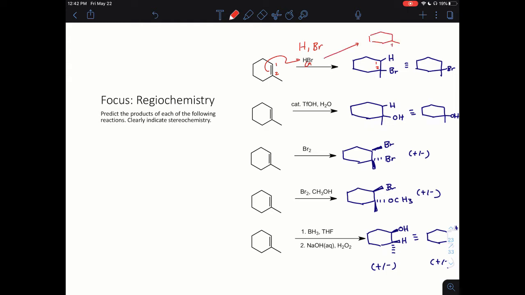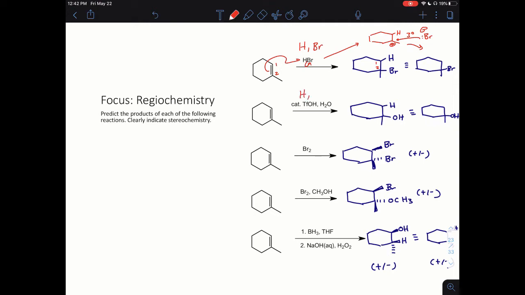Protonation occurs to carbon 1 to generate the tertiary cation, which is trapped in a coordination step by bromide to generate the product. So I have written out H and Br here, but you're going to see the product drawn like this, where that hydrogen is implied. Cool. Next example, we have acid catalyzed hydration.